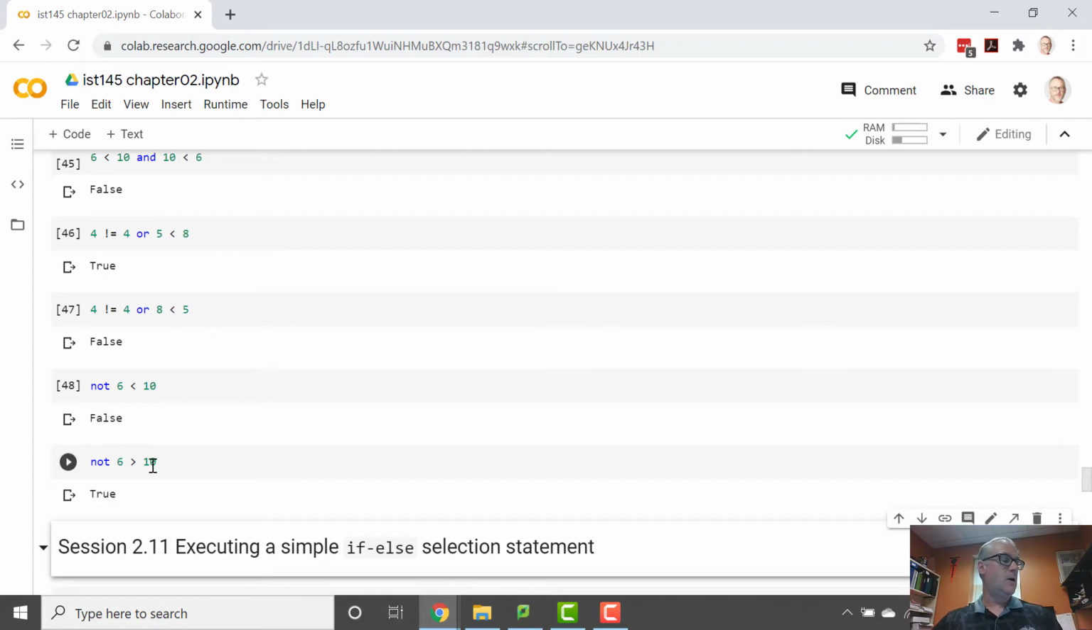All right, now we're ready to move into the next part, which would be where we would talk about if statements, and that's the third part of the chapter.